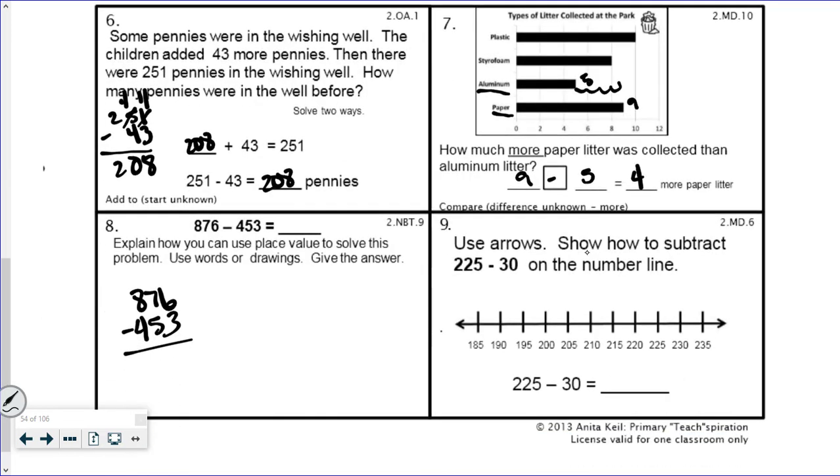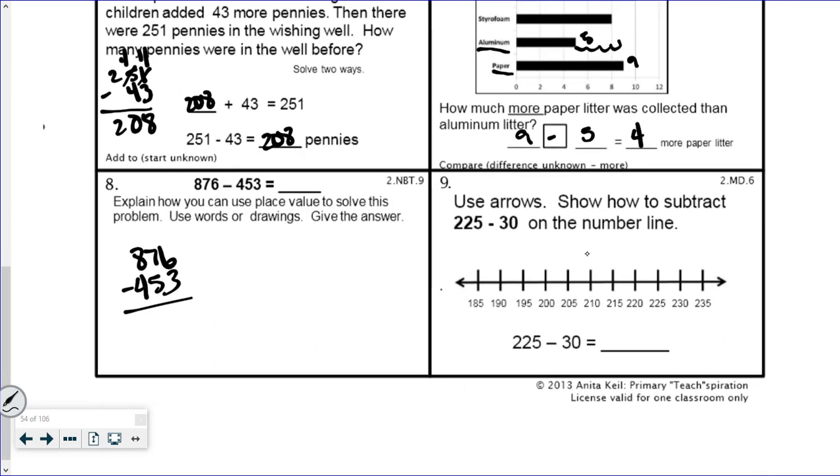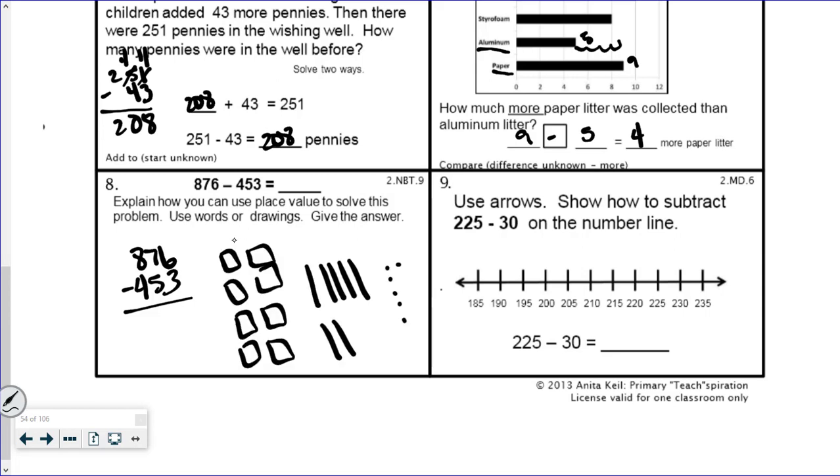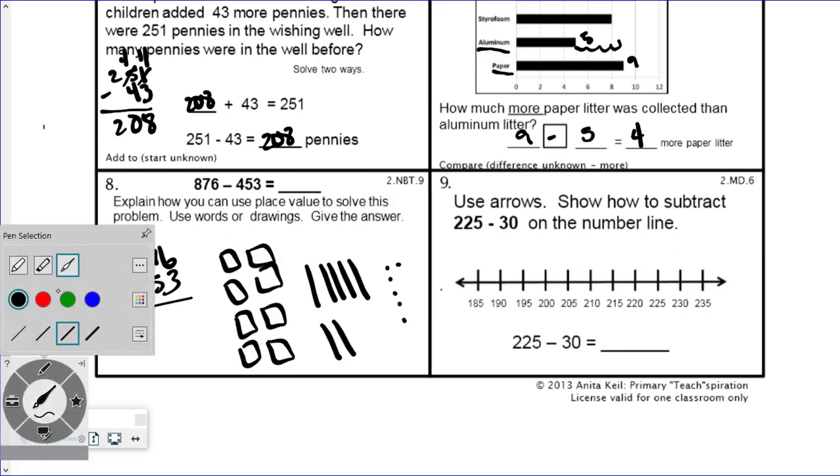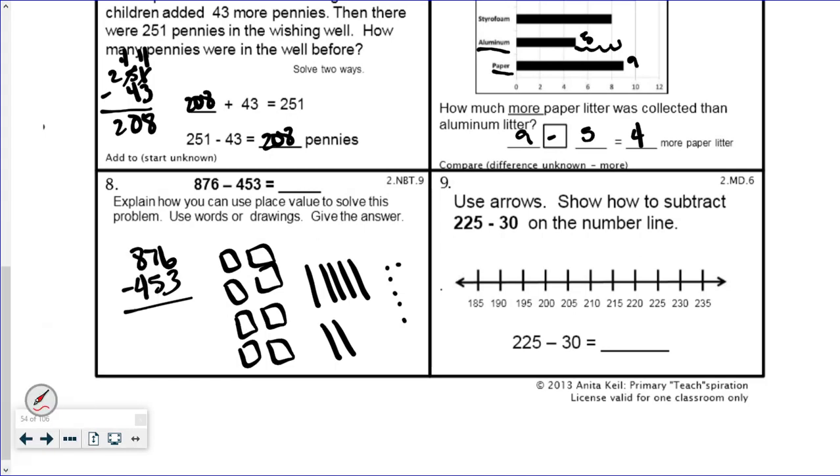All right, number 8. Told you there were 2 ways to do it. I'm going to draw a quick picture real quick. All right, so there's my quick picture for 876. I'm going to change colors because I have to subtract 453. So I'll start with my 3 ones. Take those away. Take away 5 tens, so all these tens at the top, and then 4 hundreds. So we'll take these 400s away.